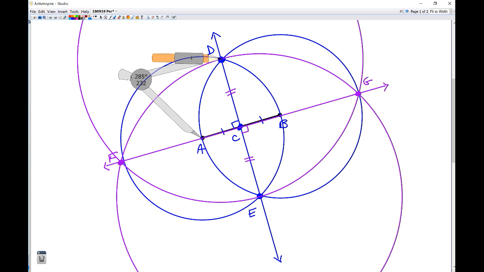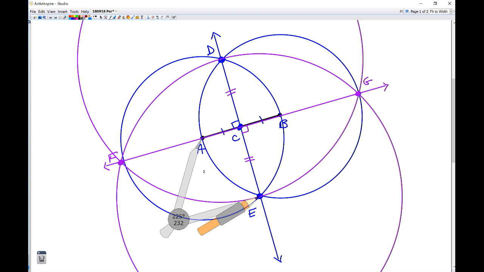Lock it down. Once you have that, pick your compass up and use it to measure the distance between A and E. And you'll find, look at that, the distance between A and E is exactly the same as the distance between A and D. Now, why is that? Watch on the screen. You'll see why.